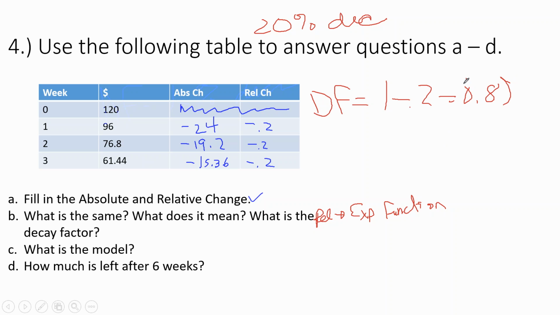So now that I have a decay factor, I can write a model. For my model, ending amount, how much do we start with? 120. Good. 0.8 goes in our decay factor spot, and we raise it to the t power. So there's our model.